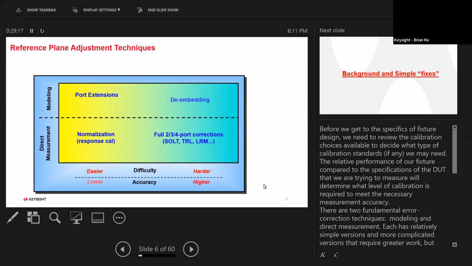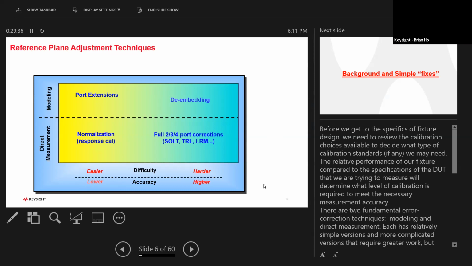For example, for direct measurement, normalization, for example, zeroing out a cable. That's very easy to do, but it's very prone to error because it's only one factor that you're doing, versus a full short open load through measurement, where it's characterizing all the fixtures, the phase, the amplitude as well.